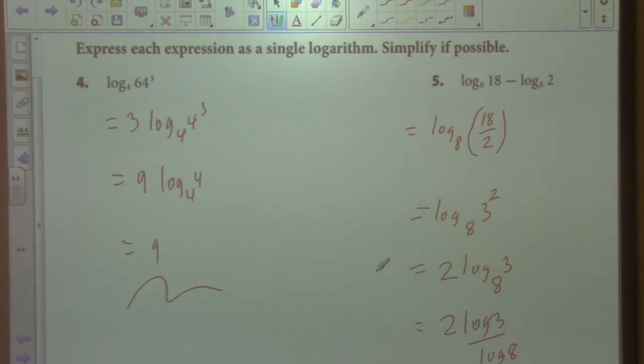So number 4 equals 9? It's 9, yeah. It's 9, that's it.